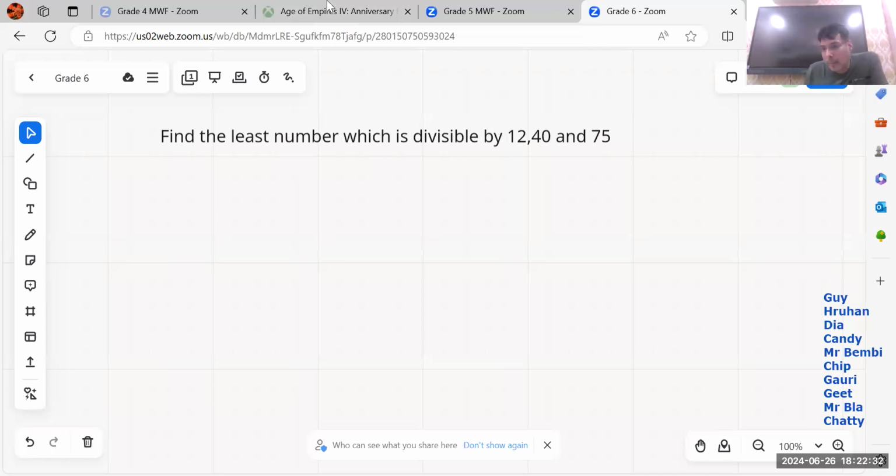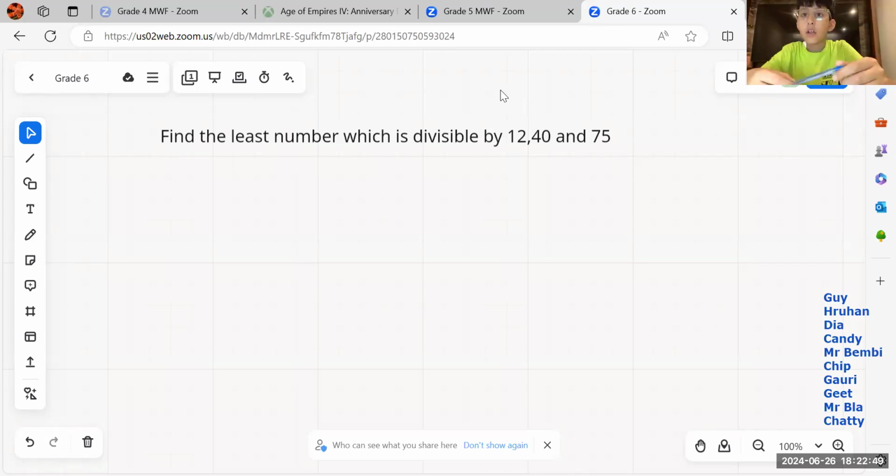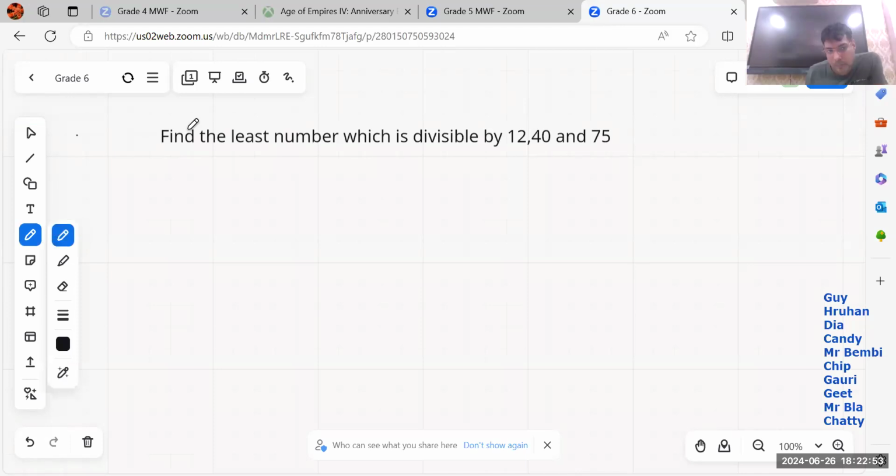So Chip, beta, pay attention. What will we do, Chip? If we have to find the least number which is divisible by these. Gauri will tell me. Yes, Gauri, what are we going to do? If I ask you the least number which is divisible by... So we'll find out the LCM. So Chip, is he correct? We'll find the LCM.